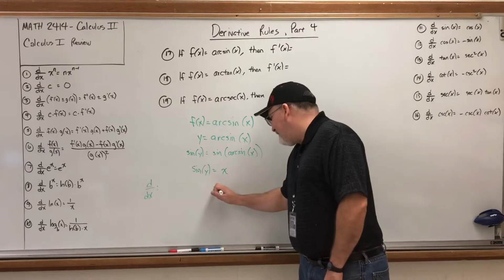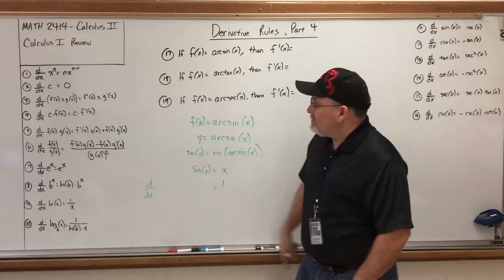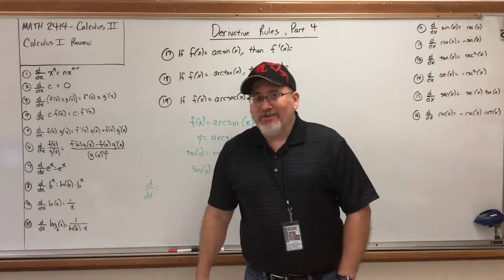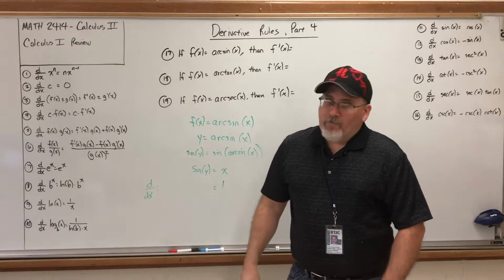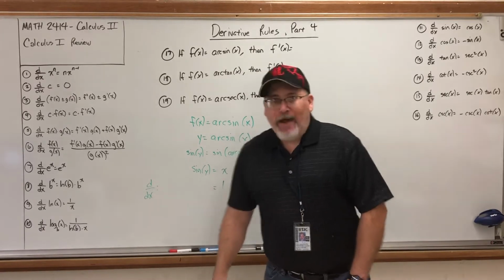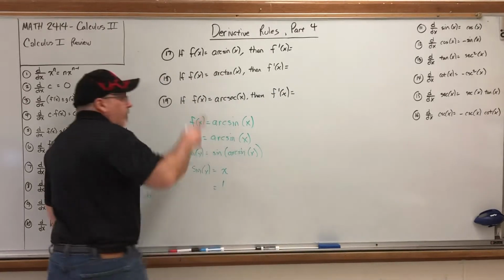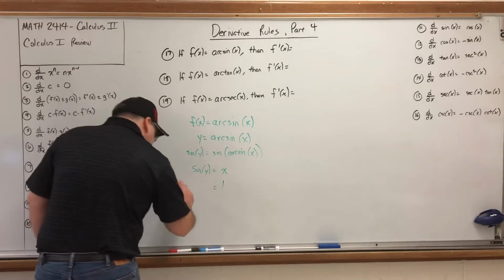The right side is easy. The derivative of x is 1. It's just a very specific instance of the power rule, combined with the fact that anything to the 0 power is 1. Any non-zero number to the 0 power is 1. But how do we take the derivative of the left side? Well, we know the derivative of sine. Derivative of sine is cosine.